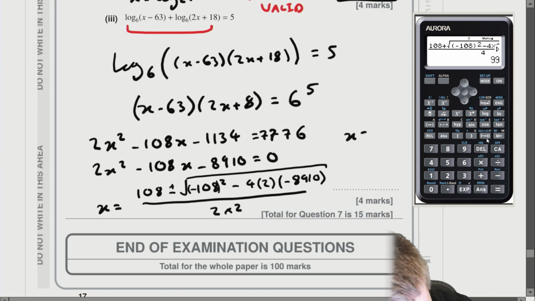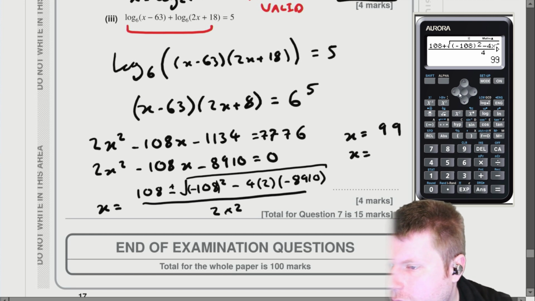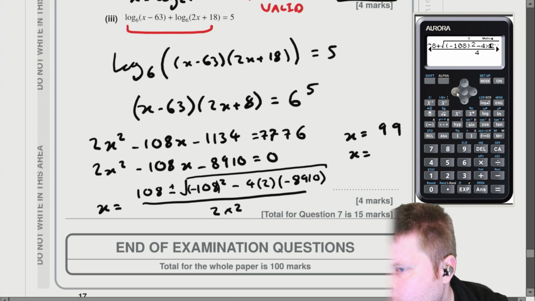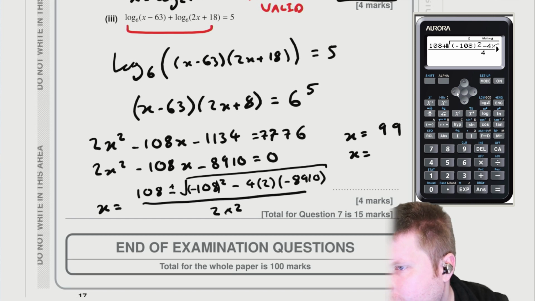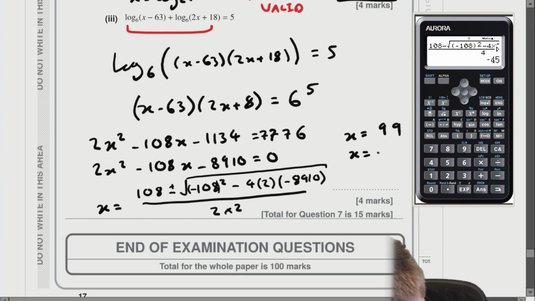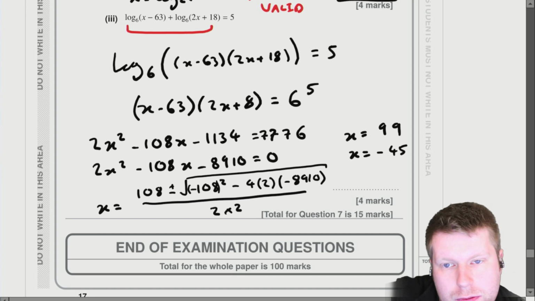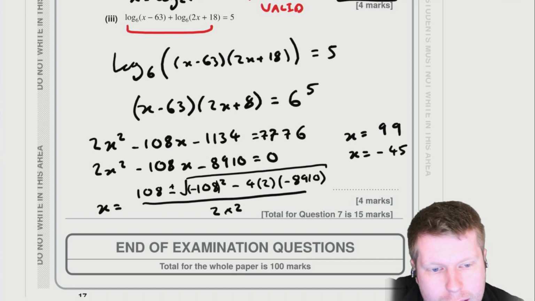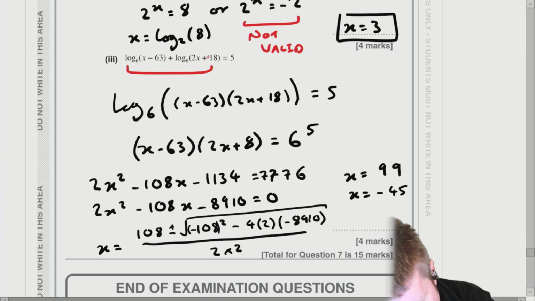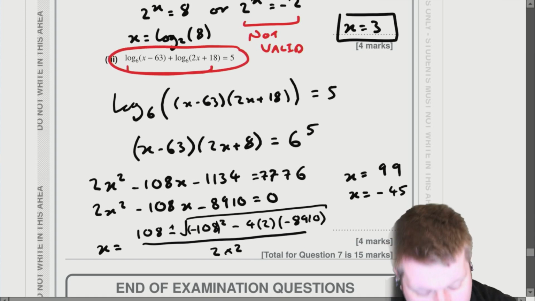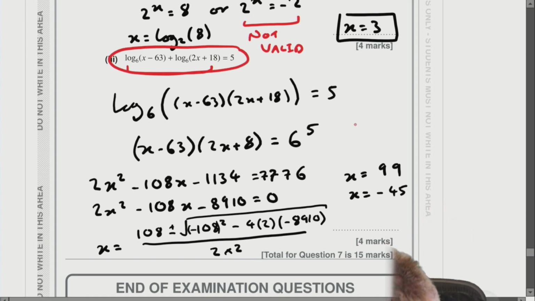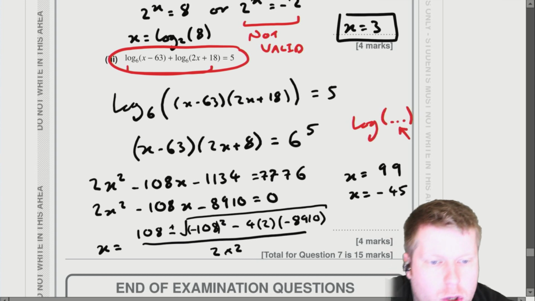So I've got x is equal to 99. If I go back, all the way across, and change this to a negative and press equals, I get negative 45. So two values here are x is equal to 99 or x equal to negative 45. Well, if you have a look here, there's only one value that's valid. Remember, it's a logarithm equation, so I can only put a positive number into my logarithm. So log of something, that number in there has got to be positive.